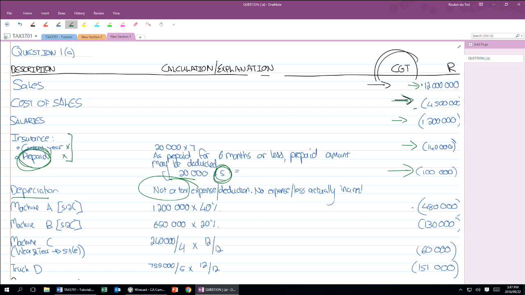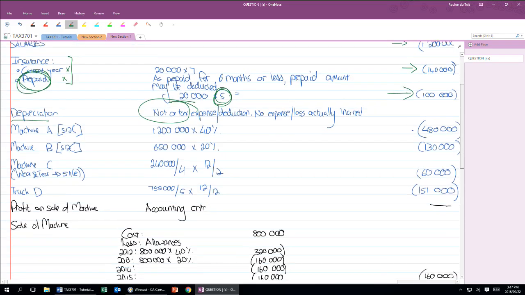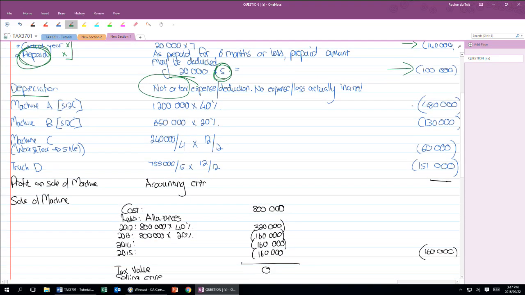Then what you'll remember is that we had a whole bunch of assets which we claimed things on. We had machine A, B, C, and then truck D. And you'll remember that the accountant has not taken that into account because it's tax expenses. Those same ones, we will now still get our same deductions for. So 480, 130, 60, and 151.